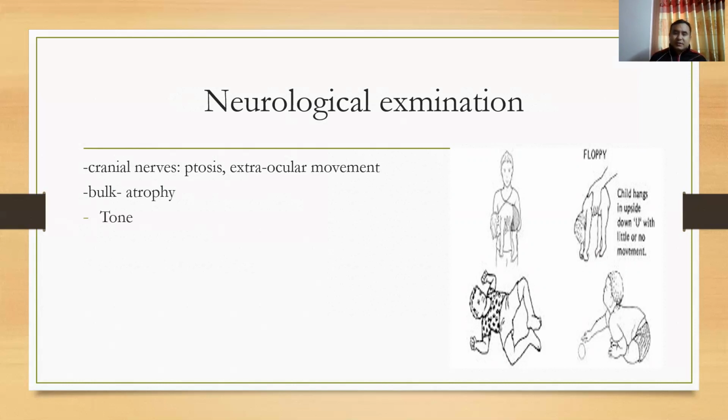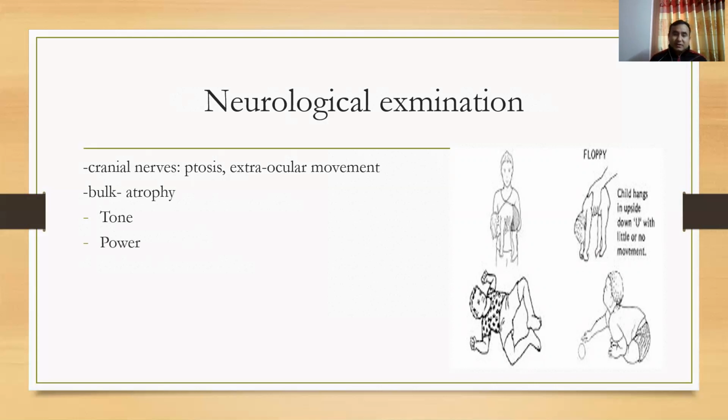Regarding the tone, as we are looking after the hypotonic child, when the child is kept in the supine position, as in the picture you can see, the child takes the frog leg position, where the hip is abducted and the knee is flexed. And when we hang the child, then the child takes the U-shaped position. So when you keep the child in the supine and the prone position, definitely we can get a clue towards the hypotonia by noting the position of the child.